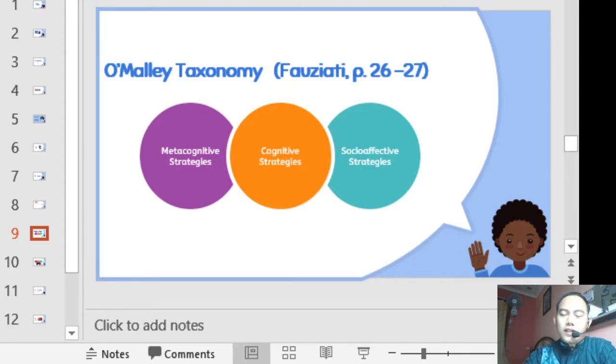Second, the cognitive strategies are more limited to specific learning tasks, and they involve more direct manipulation of the learning material itself. Repetition, resourcing, translation, grouping, note-taking, deduction, recombination, imagery, auditory representation, keyword, contextualization, elaboration, transfer, and inferencing are among the most important cognitive strategies. Last one, the socio-affective strategies have to do with social mediating activities and interacting with others. Cooperation and questioning for clarification are the main socio-affective strategies.